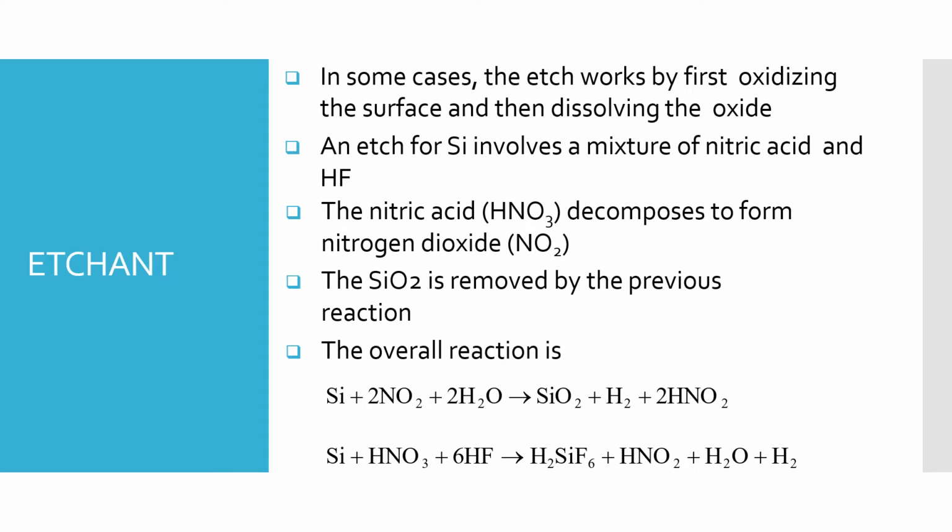In some cases, the etch works by first oxidizing the surface and then dissolving the oxide. For example, for silicon, it involves a mixture of nitric acid and HF. The nitric acid, HNO3, will decompose to form nitrogen dioxide. Then the silicon oxide is removed by the previous reaction. So there is a double process happening in the etching process.